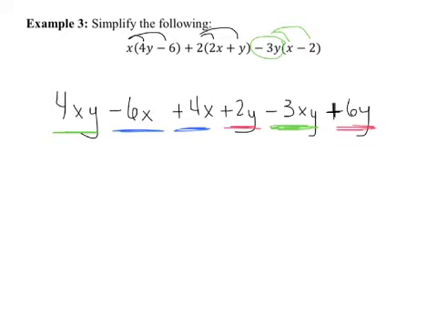Okay? We'll start with what's in green because it has the highest degree. 4xy minus 3xy is? Everybody? Just xy. Right? Positive 4, negative 3. In blue next, negative 6x and 4x gives me? And then in red we get? 8y, yeah, not x, 8y. Okay, 2y and 6y gives us 8y. So this is no different than the last problem when it comes to adding and subtracting like terms.